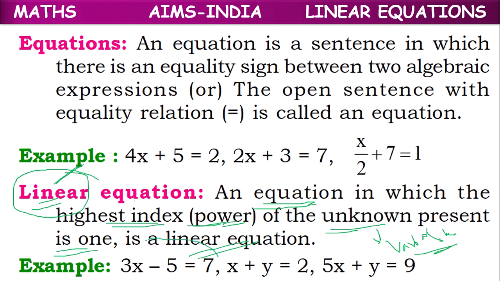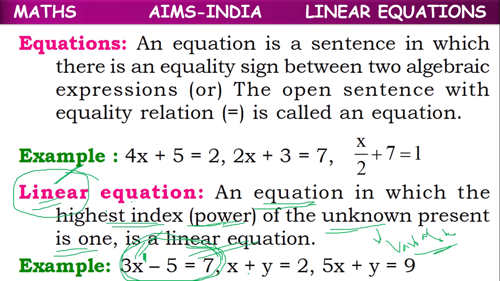Suppose you see this equation, 3x minus 5 equal to 7. In this equation, what is the unknown value? x is the unknown value. What is the power of the unknown value? 1. If there is no power shown, we can assume that it is 1, x power 1. So the highest power of the unknown quantity in this equation is 1. That's why it is called a linear equation.